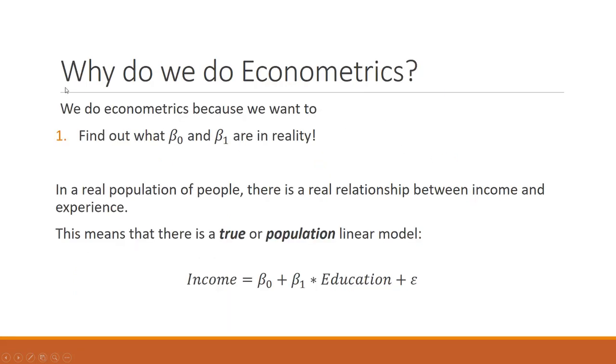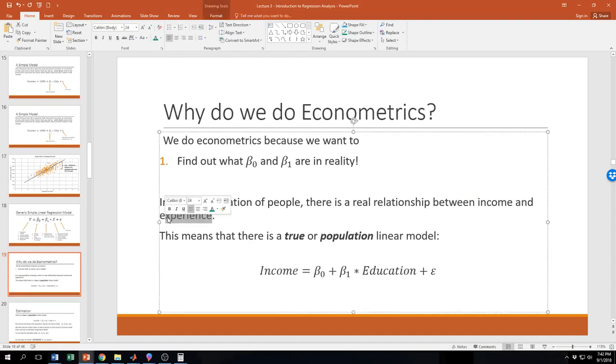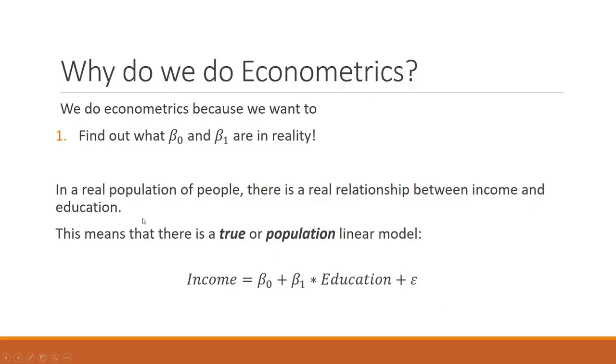All right, so why do we do econometrics? We're going to come back to that again. We do econometrics because we want to find out what beta 0 and beta 1 are in reality. When I say in reality, I mean what they are for the population. In a real population of people, there is a real relationship between income and, in an earlier version of these notes I had experience and I switched to education, so that's why you're seeing this. Sorry about that. In a real population of people, there is a real relationship between income and education.